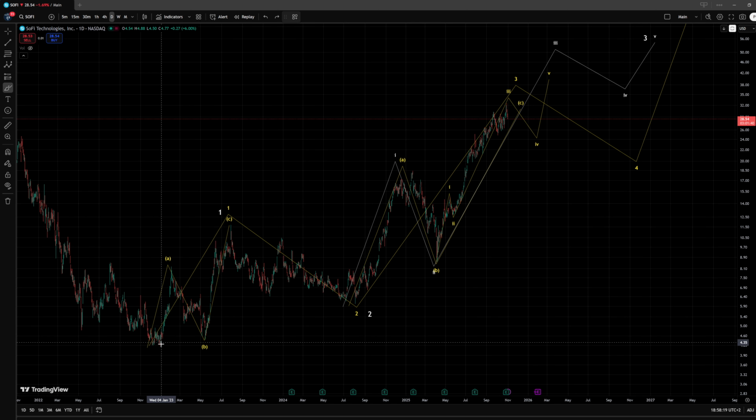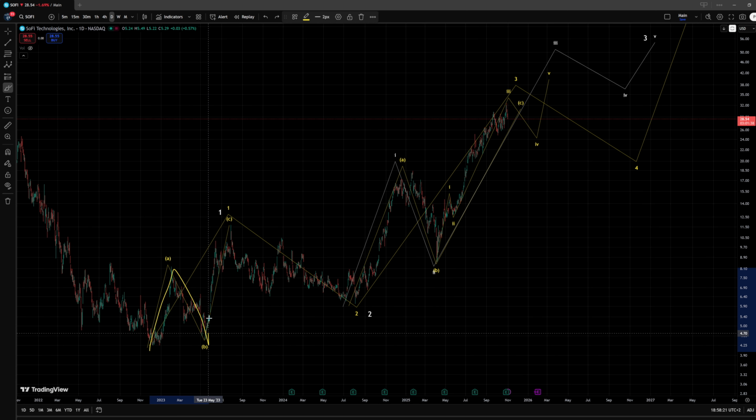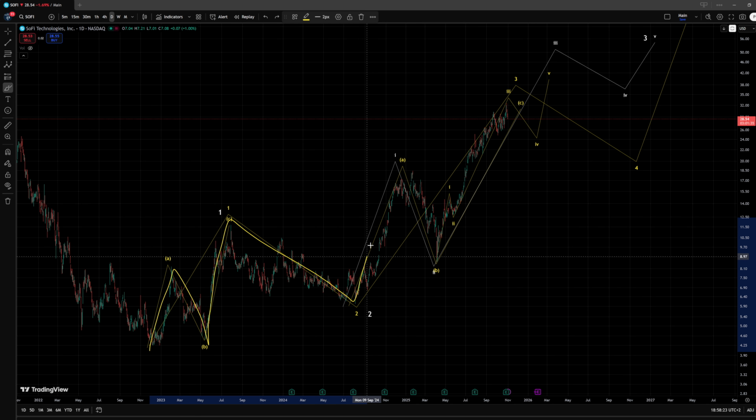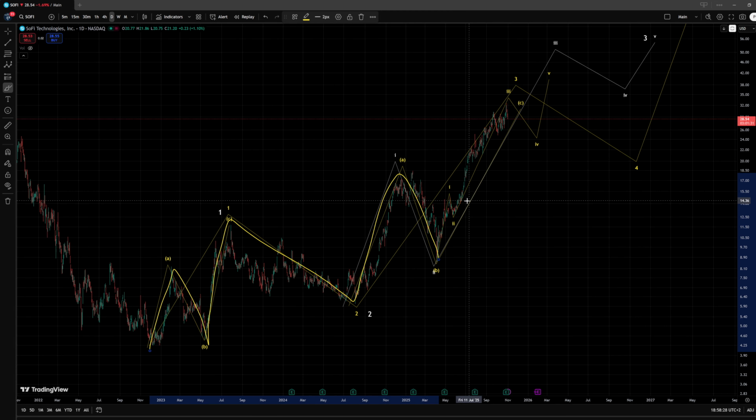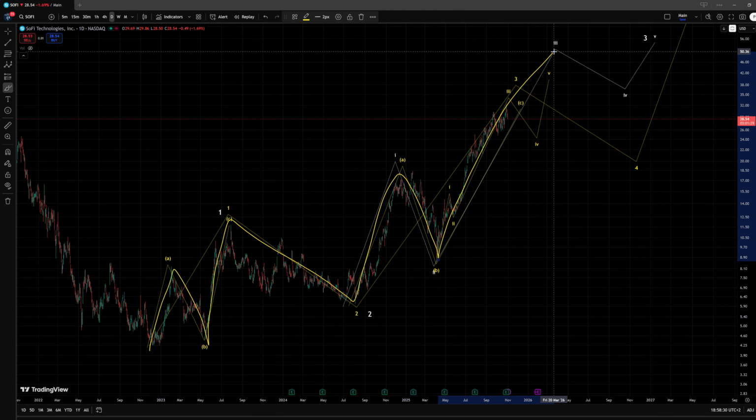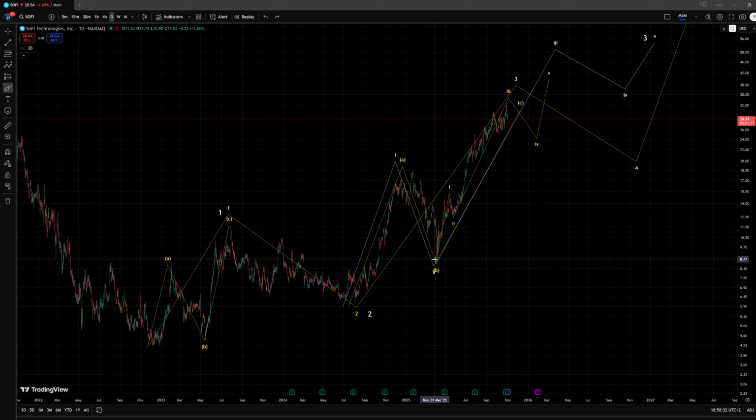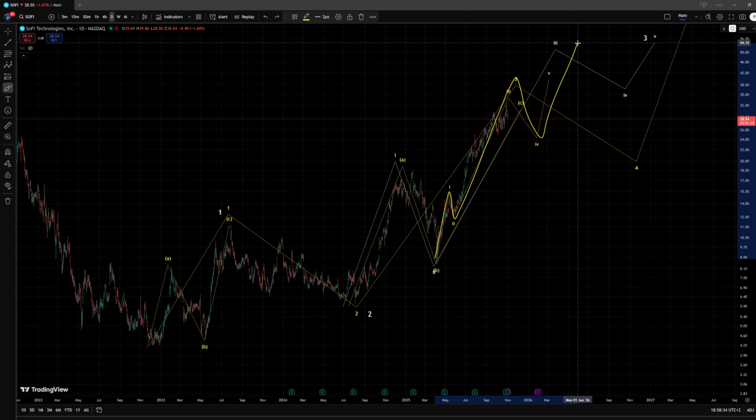Now, in the white scenario, we are tracking a possible impulse that would be forming, and we have 3-1-2 setups that have formed in this area, and then this would be the third wave unfolding right now, where we can track a possible impulse that would be developing in this area.